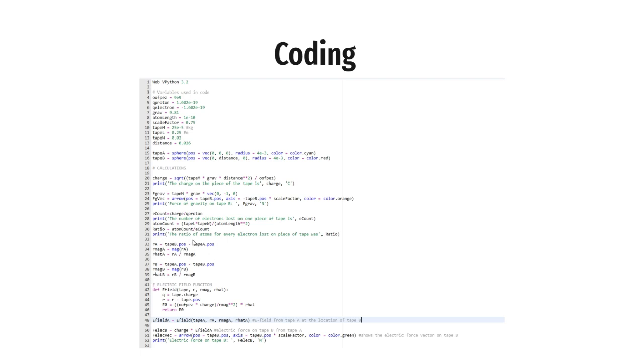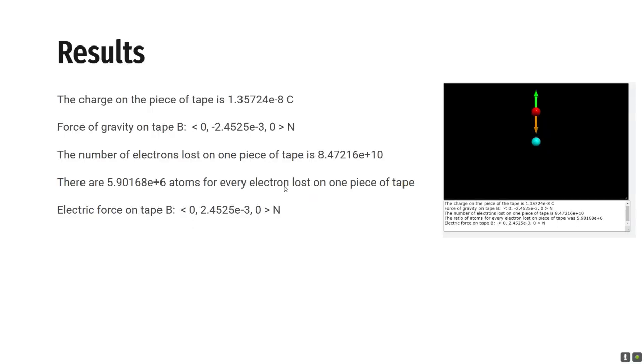rA and rB are the position vectors, and a mag function was used for magnitude. r hat is equal to the vector divided by its magnitude. This is then used with the electric field and the charge of the tape, the electric field times the charge, to get the electric force. These are the results. The magnitude of the charge of the tape was 1.35724e-8 coulombs. This is the force of gravity and the electric force, and this is what it looks like.